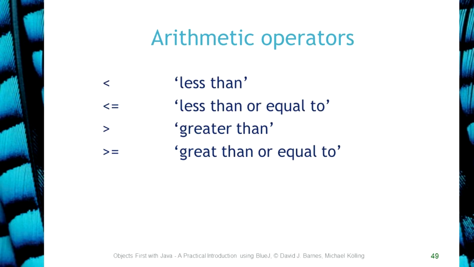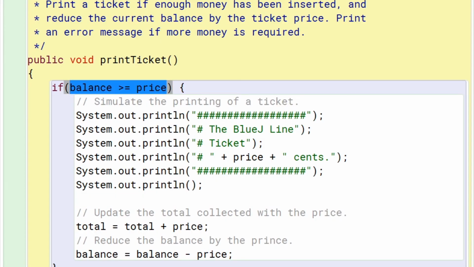And if you're interested in finding out more, details of other Java operators can be found in Appendix C. The obvious ones to mention at this point are the less than operator, the less than or equal to operator, and also greater than or equal to. And all of these are used to compare two numeric values, as is the case in the print ticket method.